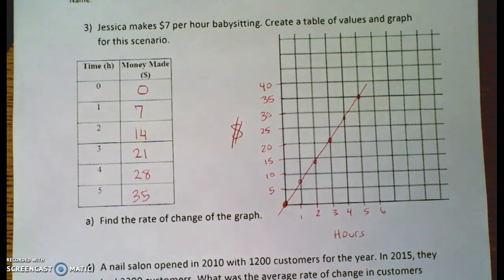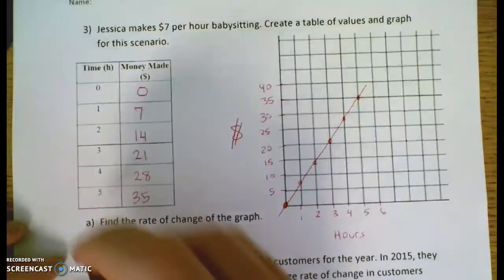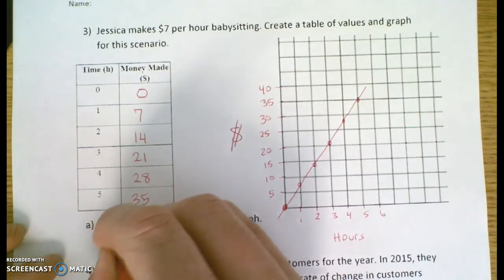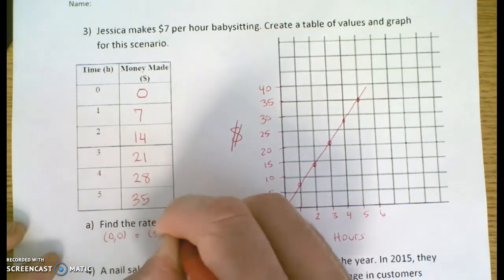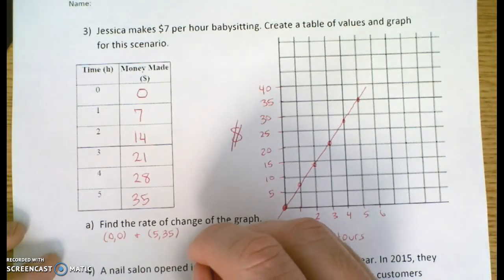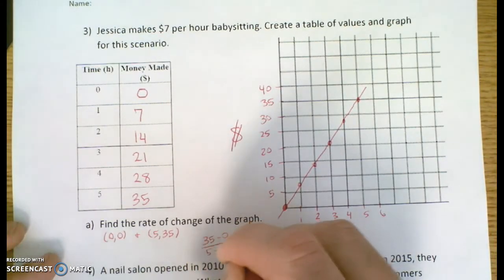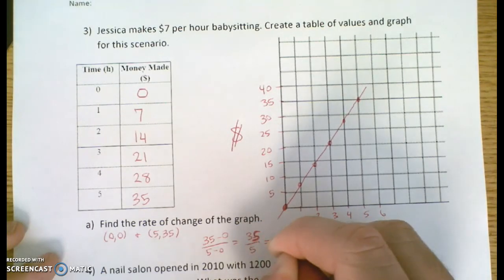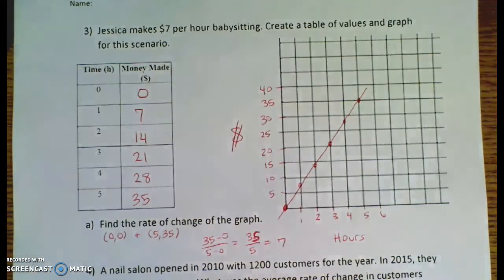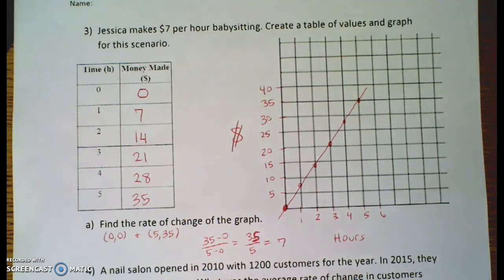So to find the rate of change, we can just use 2 of the points that we have on our table, and I'll use the ending point and the starting point again because that's worked out for us. So 0, 0, and 5, 35. So our rate of change is going to be 35 minus 0 over 5 minus 0, which is 35 over 5, which is 7. So she makes $7 per hour for babysitting.